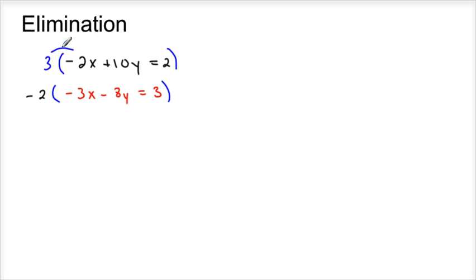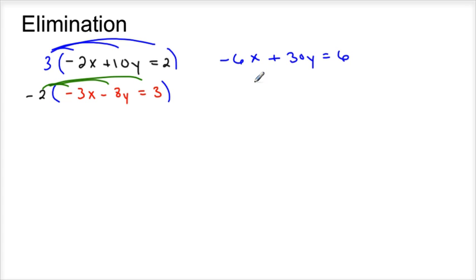So let's distribute this negative 3 to all three terms here. So we get negative 6x plus 30y equals 6. And my second equation here, distributing this all the way through, is positive 6x plus 16y equals negative 6.